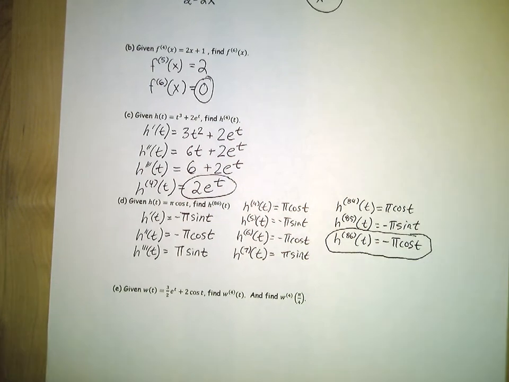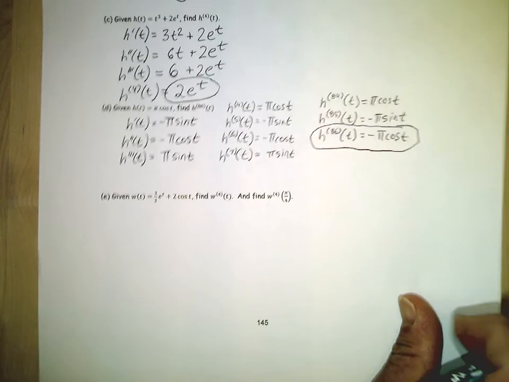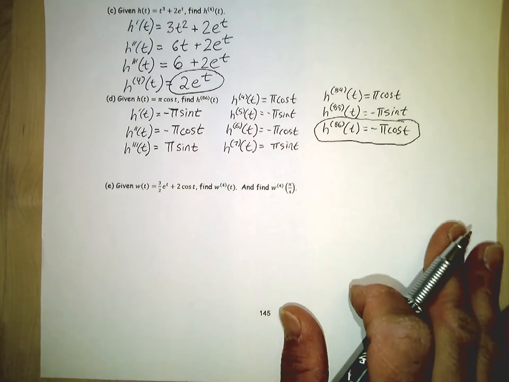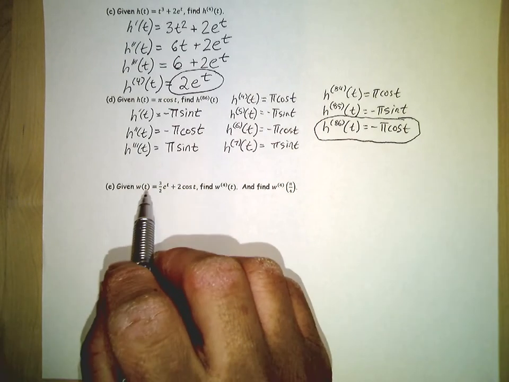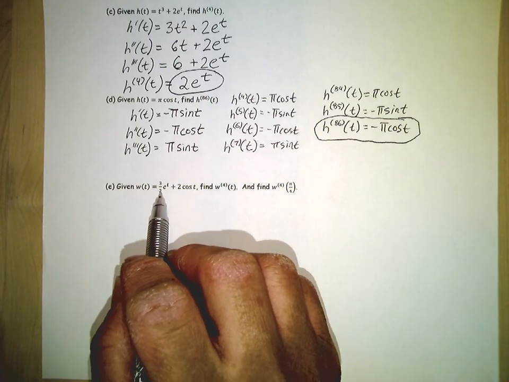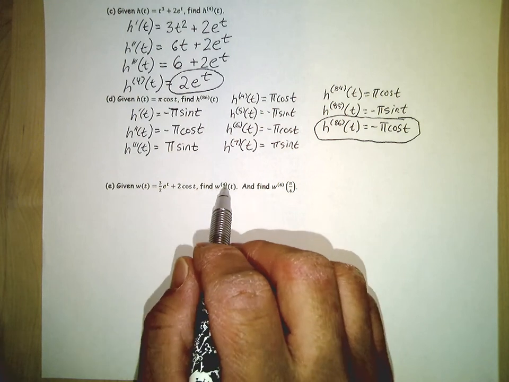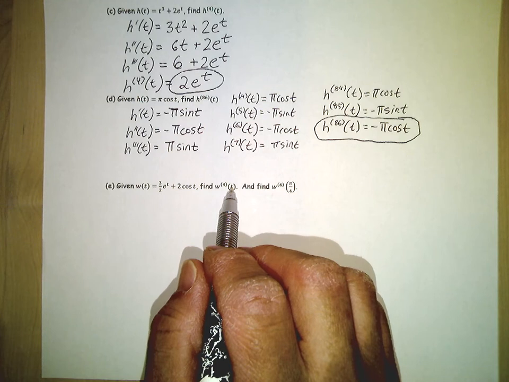So hopefully that all made some sort of sense here, that I'm looking for a pattern in the higher order derivatives. So given w of t is 3 halves e to t plus 2 cosine of t, find the fourth derivative of this function.